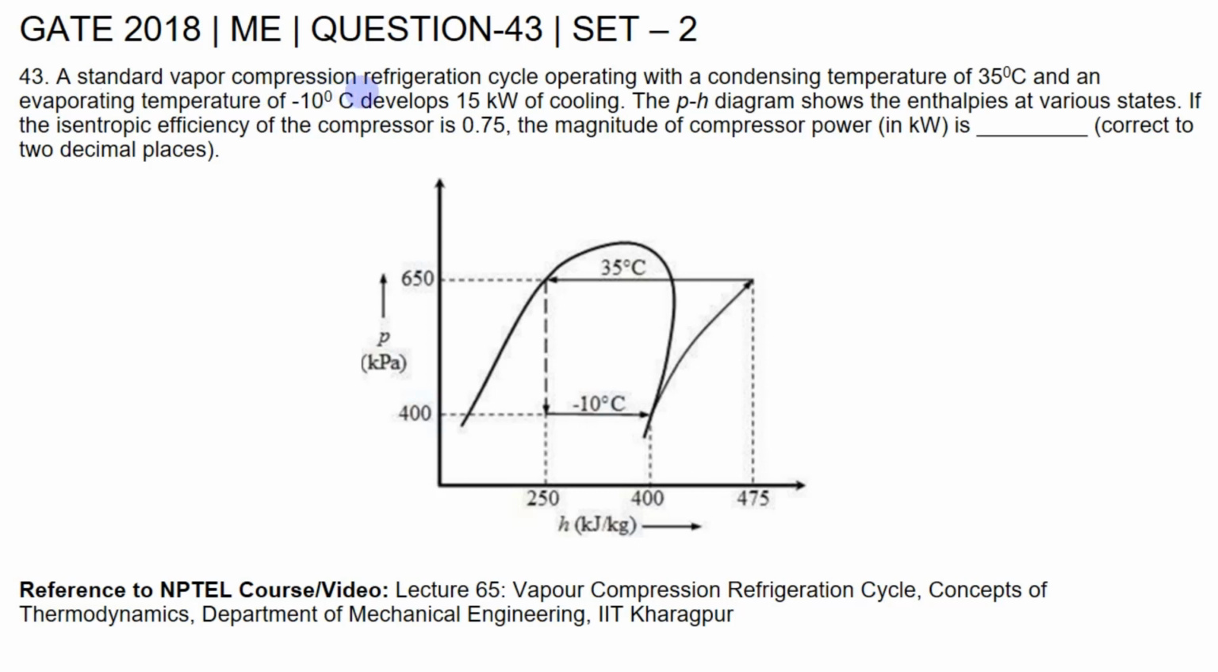A standard vapor compression refrigeration cycle operating with a condensing temperature of 35 degrees Celsius and an evaporating temperature of minus 10 degrees Celsius develops 15 kilowatt of cooling. The PS diagram shows the enthalpies at various stages. If the isentropic efficiency of the compressor is 0.75, the magnitude of the compression power in kilowatt corrected to 2 decimal places is what? So we need to find the magnitude of the compressor power.